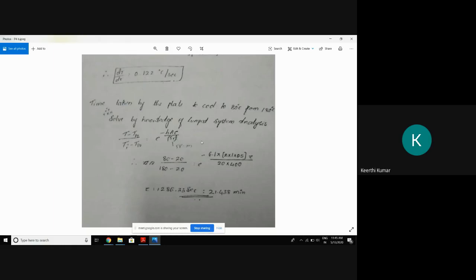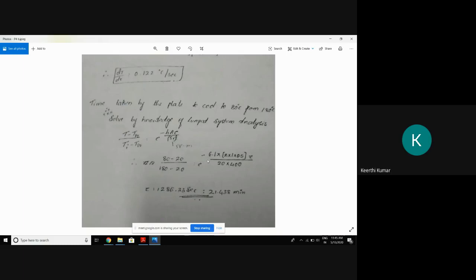Okay, you take the formula from the lumped system. We already solved this. Here they give the initial temperature of the body, and the surrounding temperature. Calculate the time required for the body to reach a certain temperature. So tau is the time required, the temperature of the body at that time is 80, T infinity is 20, and the initial temperature of the body is 180, T infinity is 20. The left hand side is finished.